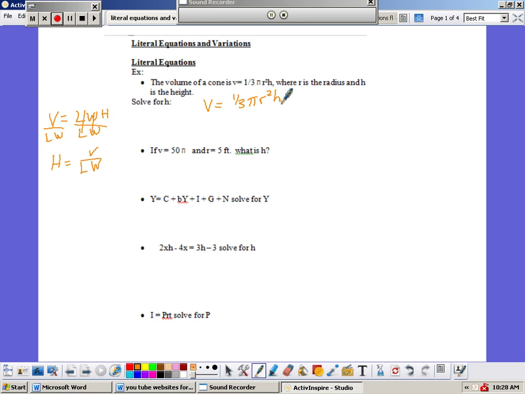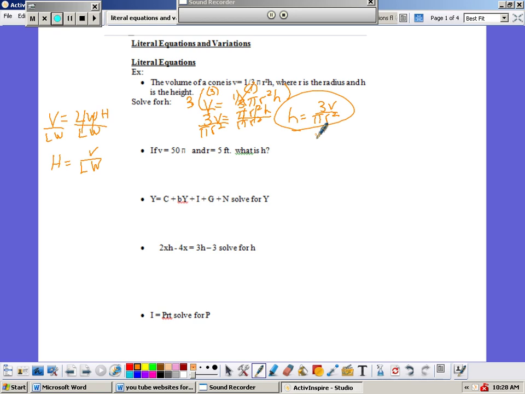And we try to avoid that. So first thing I'm going to do is lose the fraction with a 3. So V goes, 1 goes into 3 3 times, and 3 goes into 3 1 time. So I get 3V equals pi r squared h, because this canceled out with the 3. Now I can divide by the pi r squared because they're both being multiplied by h, and h will equal 3V over pi r squared. Now I could find the height each time without having to manipulate it.